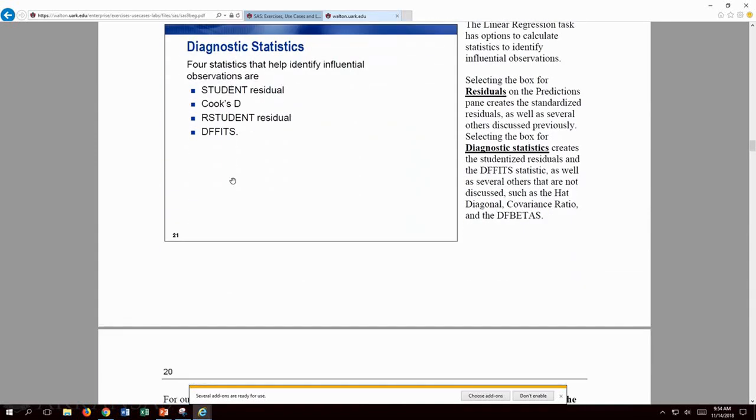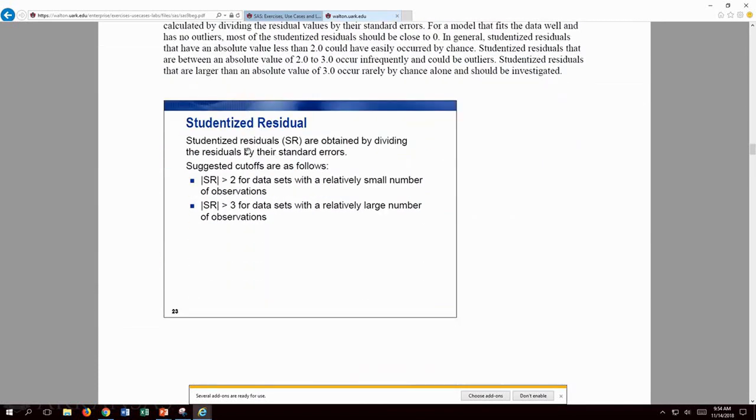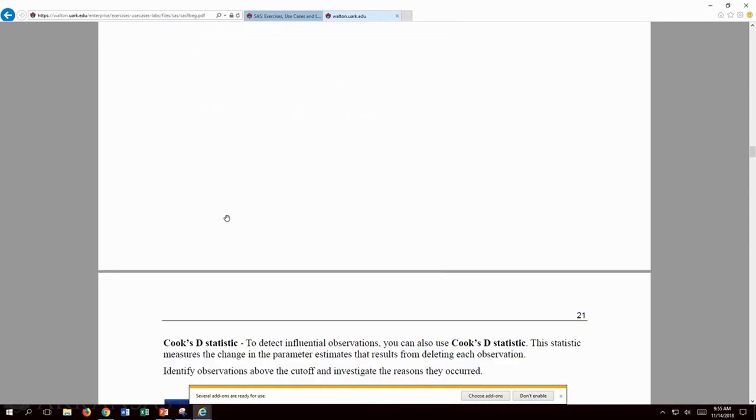Diagnosis. Here we go. I wasn't down far enough. So the two things that I like, I use the studentized residuals and the Cook's D are the two things that I use for finding outliers. The first thing with the studentized residual, and this is the one we talked about in class, is if you have that studentized residual and it's above 2 or above 3, depending on how many observations you have, that's kind of what you're looking at to find some outliers.